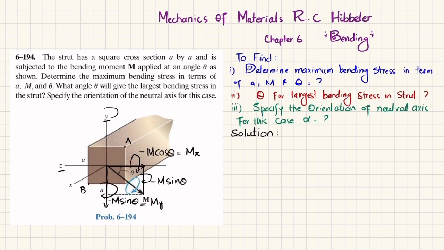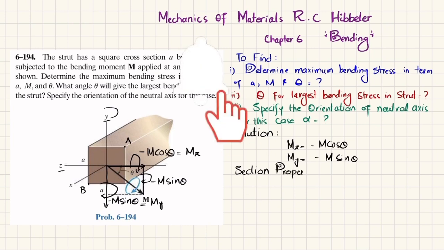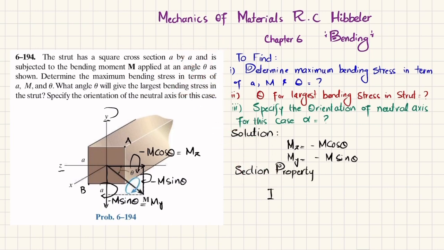So we will find this bending stress. We will write Mz is equal to minus M cos of theta, and My will be equal to minus M sine of theta. We will find section properties, which is the second moment of inertia for this strut. The second moment of inertia I about the y axis is equal to I about z, because this is a square strut.